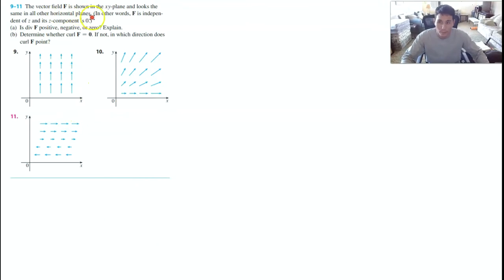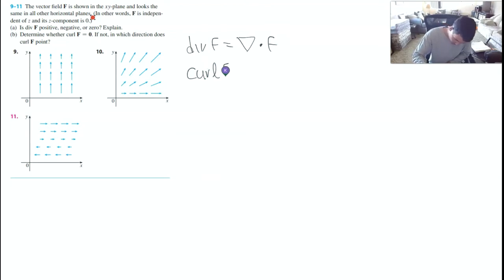Okay, so curl and divergence are the more conceptual parts of this calculus series. For conceptual parts, it's good to do problems that just have geometry in them and to see the conceptual geometry, right? I'm going to write out a few facts for you. Divergence of f is equal to gradient dot f, and curl of f is equal to the gradient cross f.